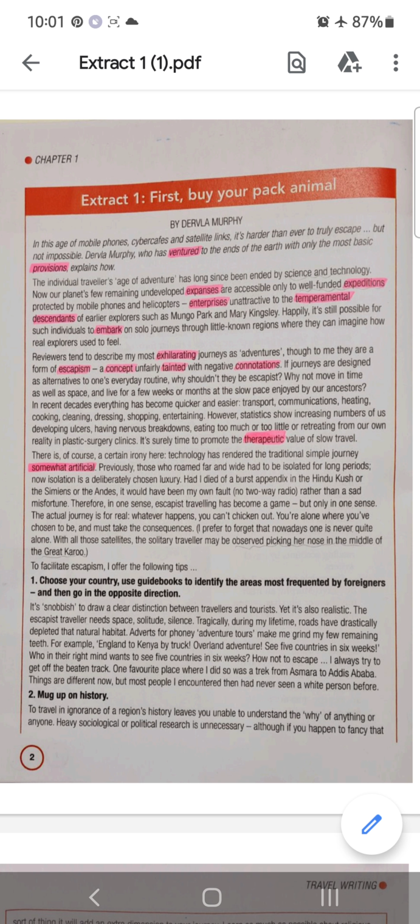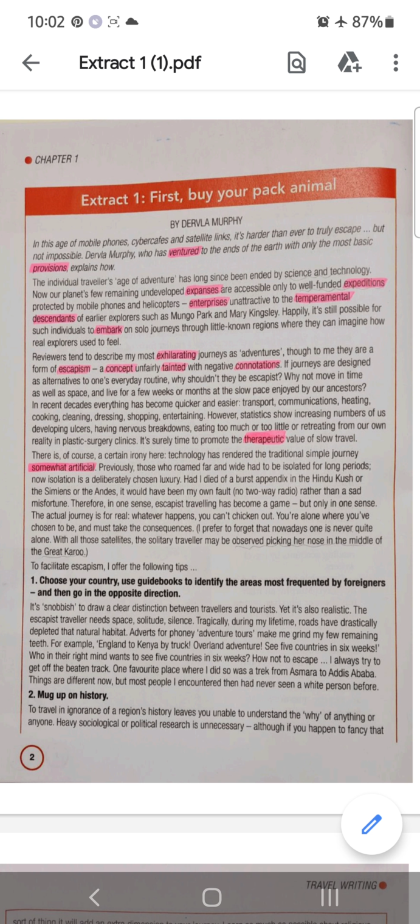Technology has rendered the traditional simple journey somewhat artificial. How is that possible? How can the traditional journey, how people used to travel in the past, alone, by themselves, for example, be artificial? She said previously, those who roamed far and wide had to be isolated for long periods. Now, isolation is a deliberately chosen luxury. In the past, people had to be isolated. If you wanted to travel, you had no choice. But now, it's a deliberately chosen luxury. People choose on purpose, deliberately. They say, I want to be alone.